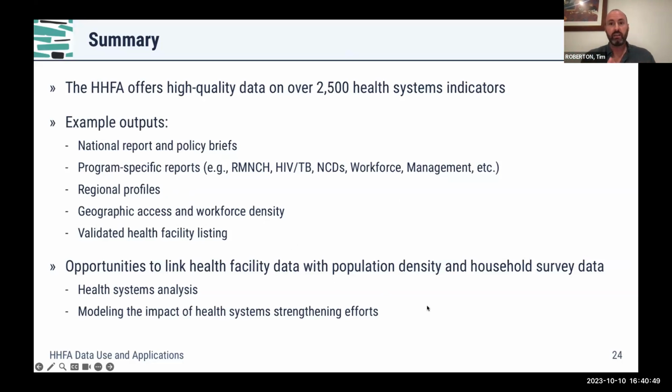And finally, I think we typically have great population household survey data, and often in countries, this piece around facility readiness is missing.